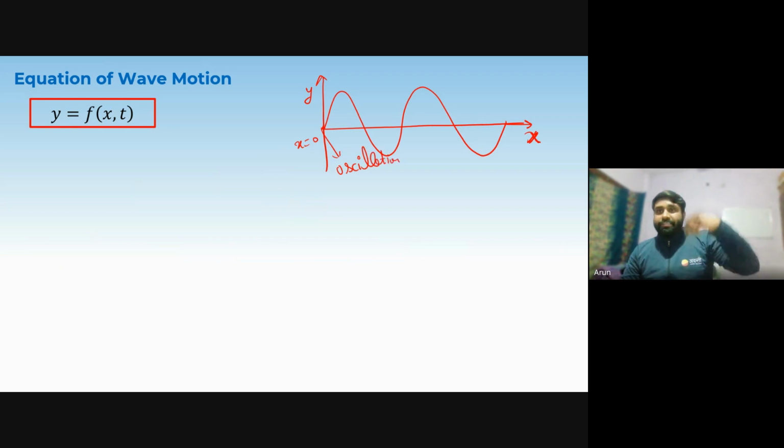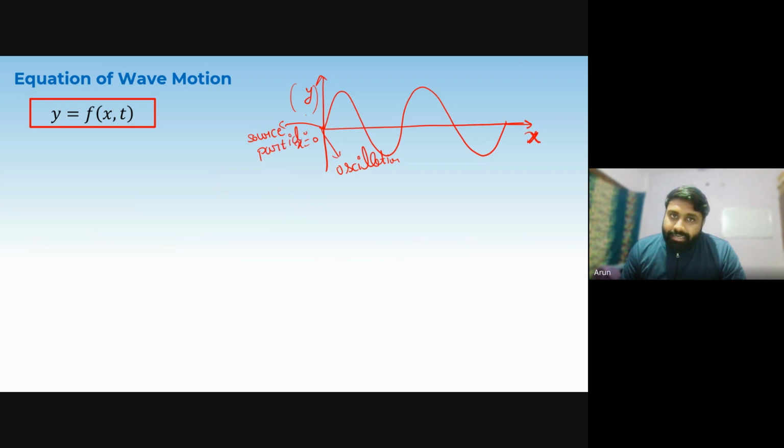Due to these oscillations, there is a disturbance of displacement. Here, the y is varying because this source particle is continuously changing its position with respect to this x equals 0. This same disturbance travels further and forms a wave. So this wave is nothing but the disturbance produced by this source particle.